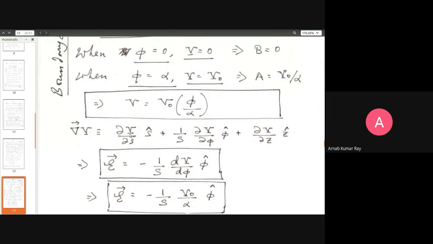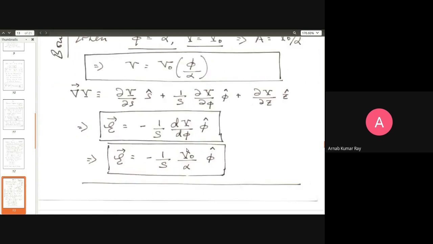Gradient of V is dV/ds s-cap plus 1/s dV/dphi phi-cap plus dV/dz z-cap. So V does not depend on z, this vanishes. V does not depend on s, this also vanishes. You're just left with this thing, a full derivative, and the electric field will be the negative gradient of the scalar function. Electric field is just that, negative gradient. This is the only term surviving of the scalar function. So 1/s dV/dphi phi-cap, that is what you have.